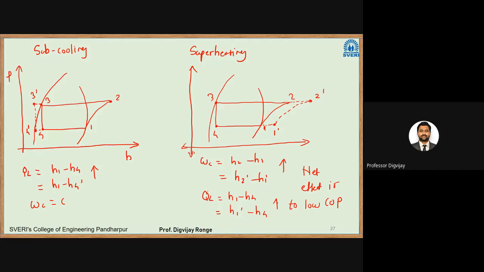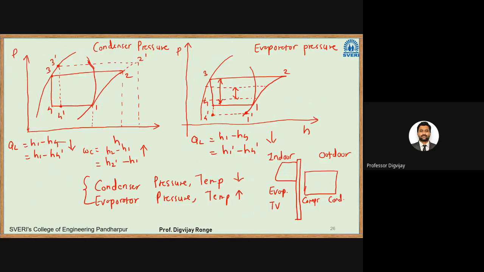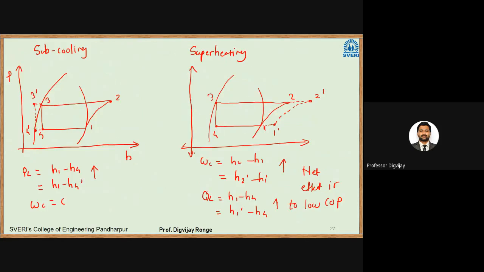So these are the effects of parameters. First we have seen the effect of condenser and evaporator pressure and temperatures. And now we have seen the effect of subcooling and superheating.